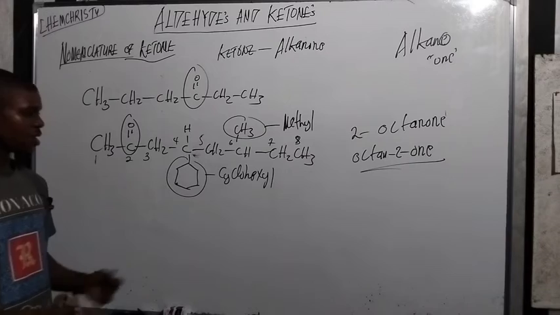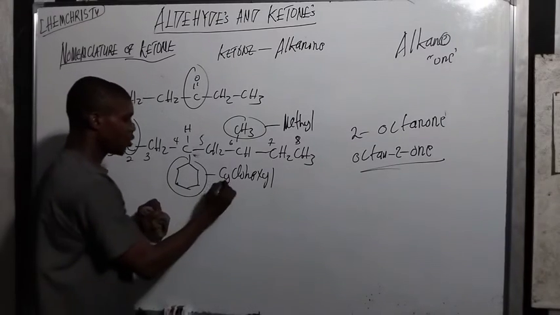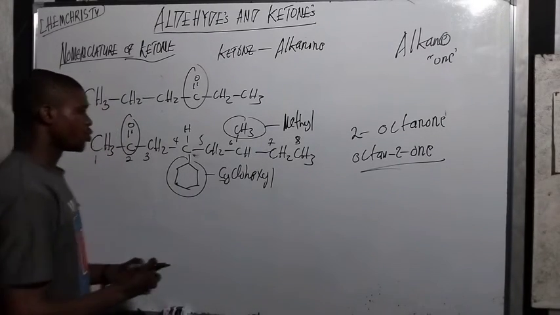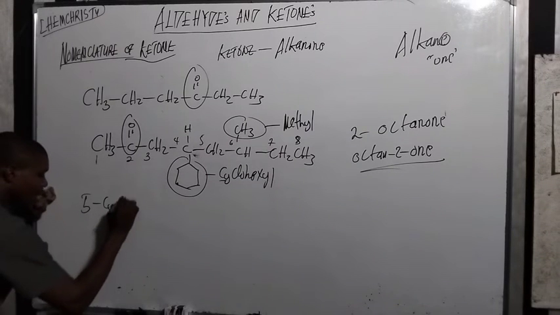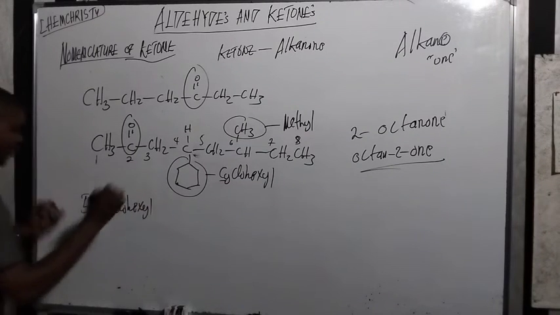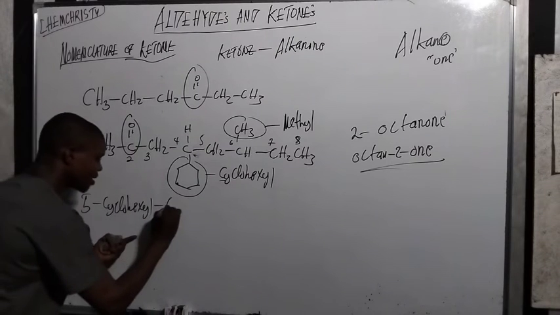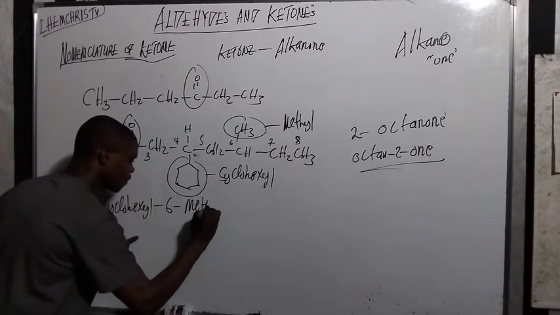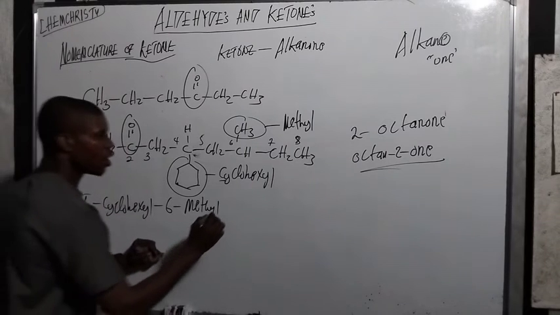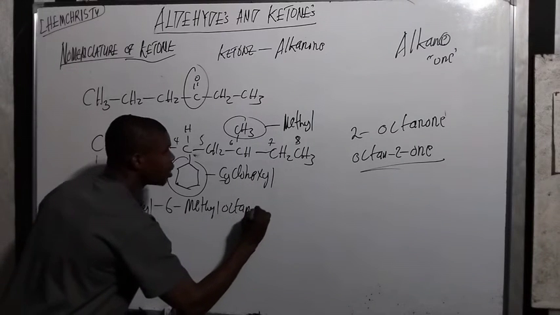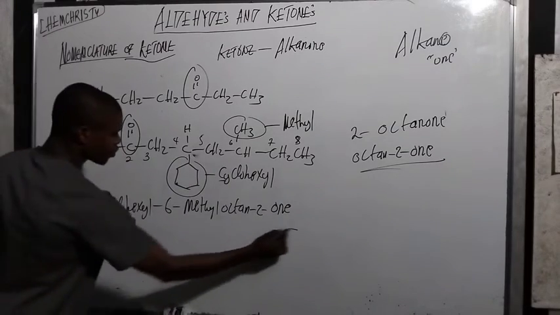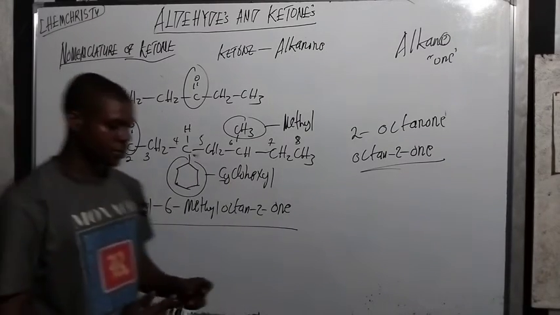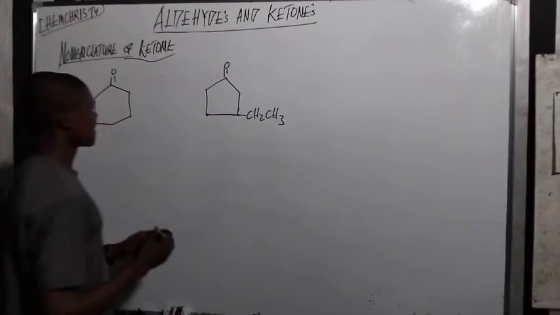I have the substituents. Cyclo, C, will come before M. So the name is going to be 5-cyclohexyl, then 6-methyl, octan-2-one. That is the name of this compound. You get?